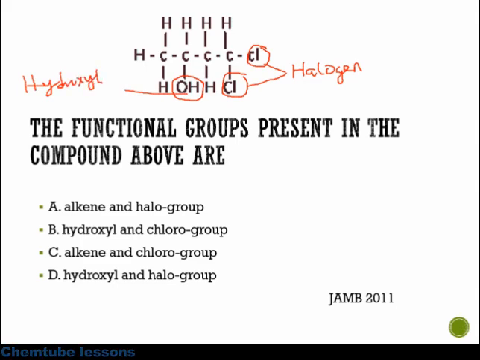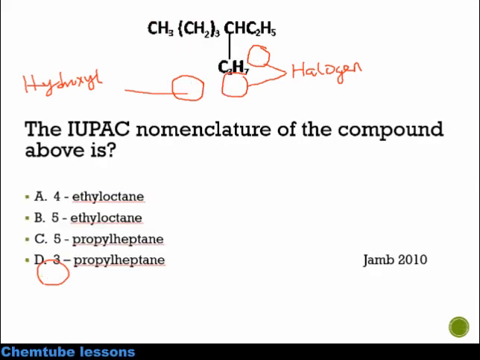So the answer to this question is hydroxyl and halo group. That's option D, hydroxyl and halo group. Don't confuse it for chloro. Although this is called chloro, they all belong to the halogens. Let's look at the next question.